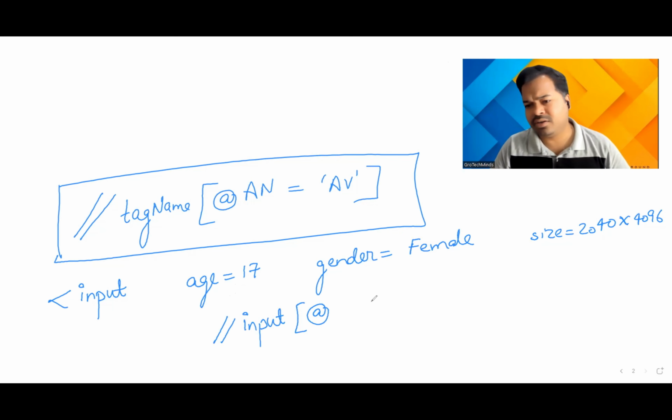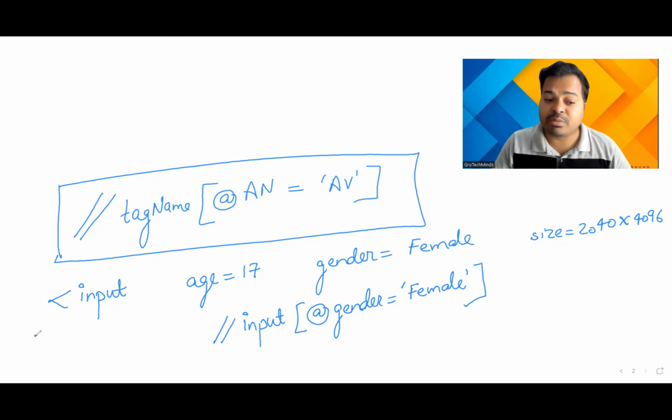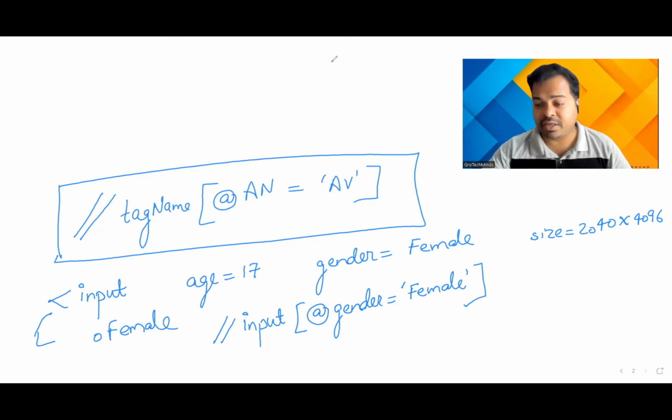Either age or gender you can consider. I'm considering gender here. Gender is equals to female. Attribute value is female. Consider that this XPath is for a radio button which says female. Are you guys getting my point? Okay. So guys, this is the way we can write an XPath.